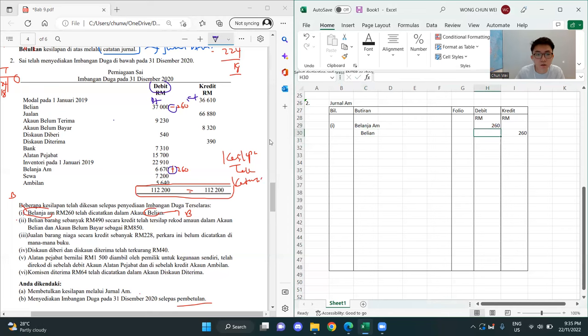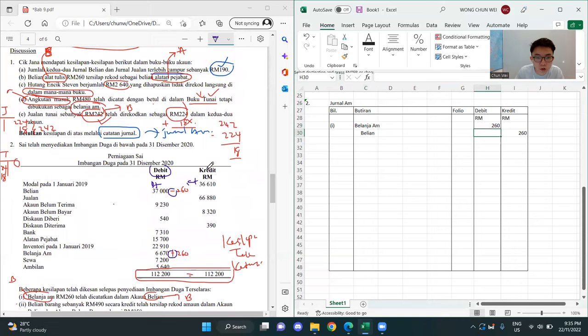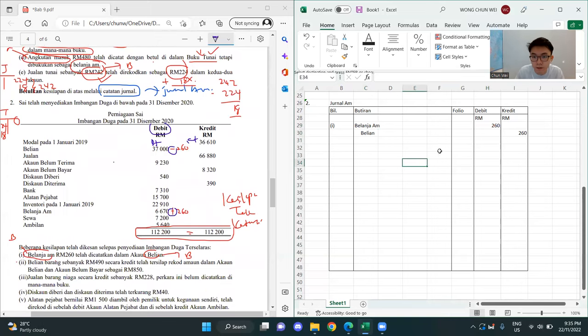$260. If you're not sure, if you want to book out an account, can also. All right, it's the same thing. All right. So here, say pembetulan kesilapan. So this is a kesilapan commission. Done. Next.